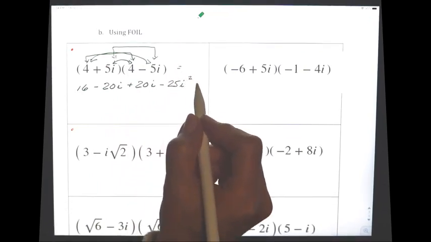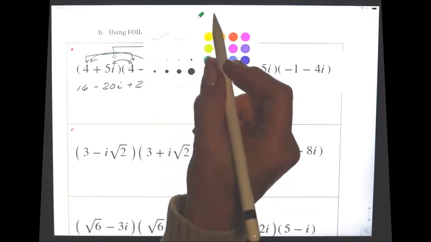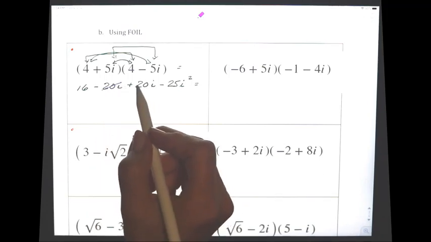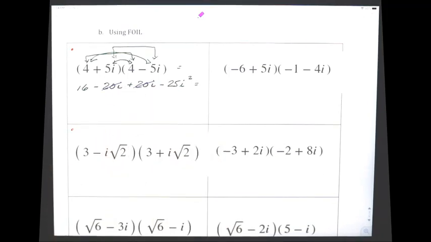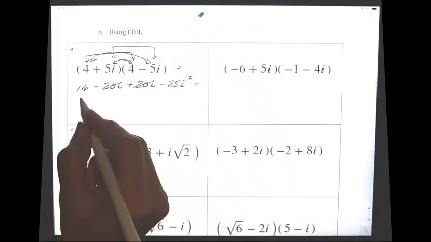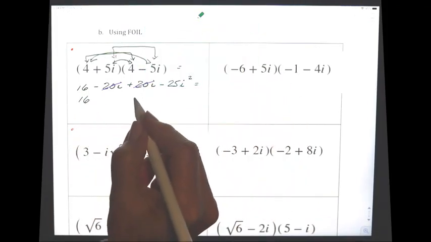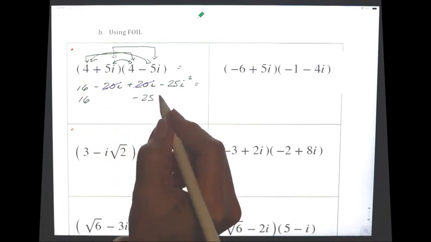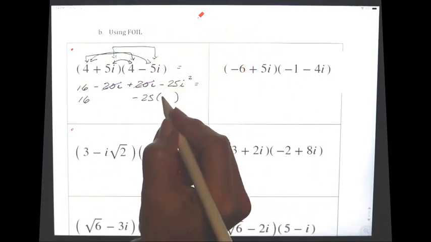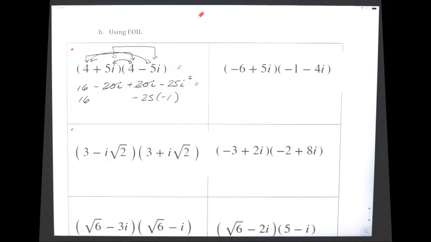So a couple of things are going on here. You'll notice that in the center, the two like terms, the positive 20i and the negative 20i, are going to add up to 0. So those two middle terms will drop out. I still have the 16, I still have the minus 25, and then again, in place of i squared, I always need to insert a replacement of negative 1 there.